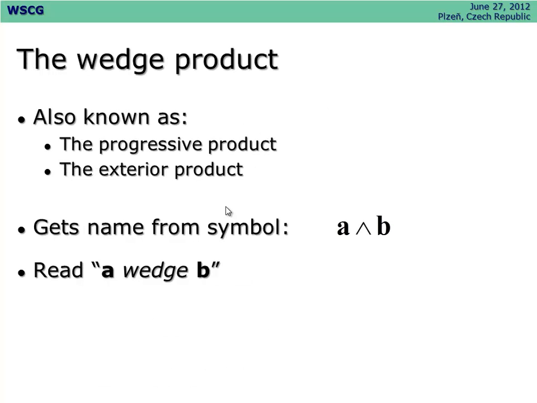All right, so the most fundamental product in Grassmann algebra is what we call the wedge product today. Grassmann actually called it the progressive product, and other people call it the exterior product. I'm just going to call it the wedge product. And just like the dot product and cross product, it gets its name from the symbol used between the two things that you're multiplying together, an upward pointing wedge. And we read that A wedge B, just like you would say A dot B or A cross B.